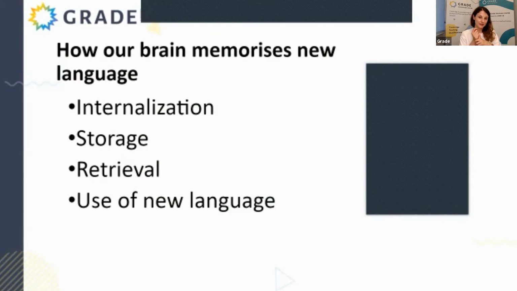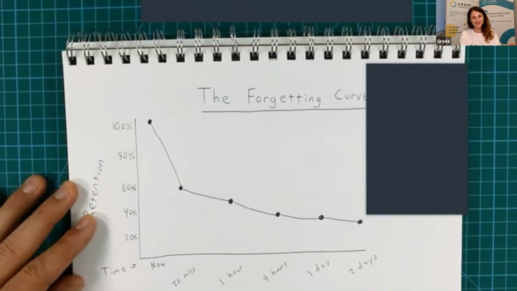Internalization: we internalize everything we receive in terms of language. We store it in the brain. We retrieve it when necessary, and then we use the new language when necessary. And that's a very complex process.